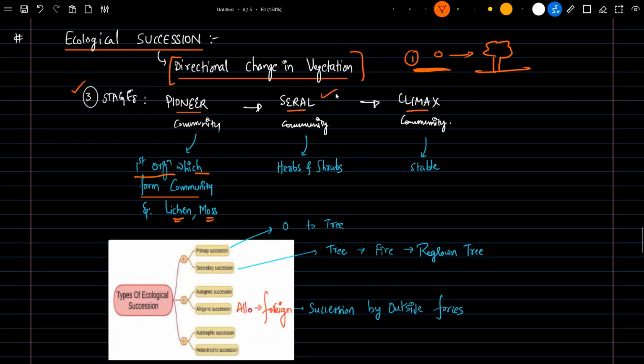Next, serial community. From these lichens and mosses, herbs and shrubs will form, so big plants and trees. Next, climax community. So this is the climax community. A big tree, a big ecosystem will be formed.